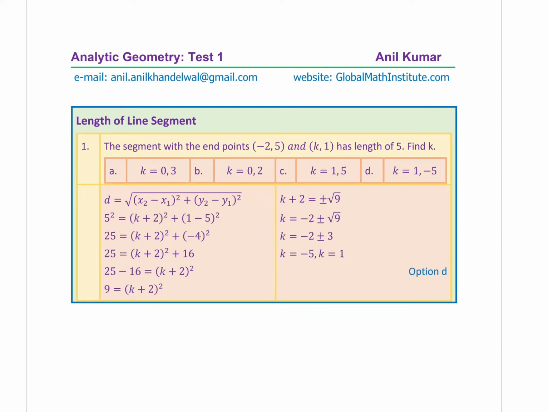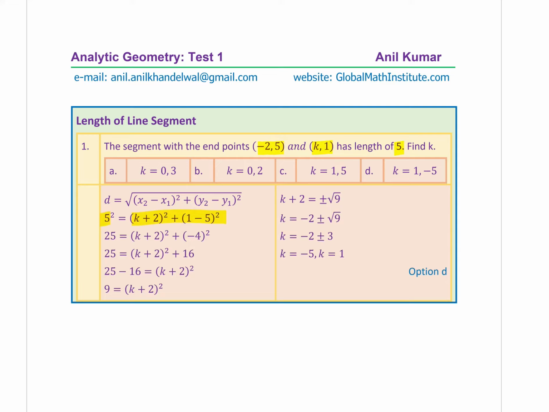Now here is question number 1, which is the segment with endpoints minus 2, 5 and k, 1 has a length of 5 units, right? Find the value of k. So we'll use the distance formula d, which is square root of x2 minus x1 whole square plus y2 minus y1 whole square. Substituting the values, we are already given that the length is 5, so 5 squared, and the 2 points are given to us as minus 2, 5 and k, 1, substituting their values here. Now it is better to square both sides and then write down the equation, and after that you substitute the values as we have done.